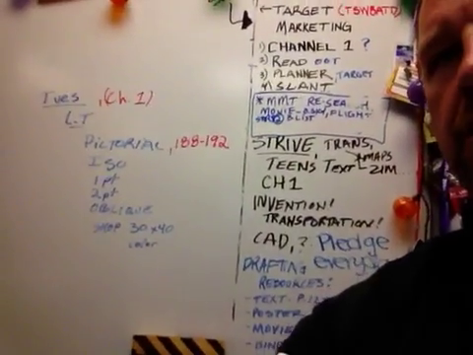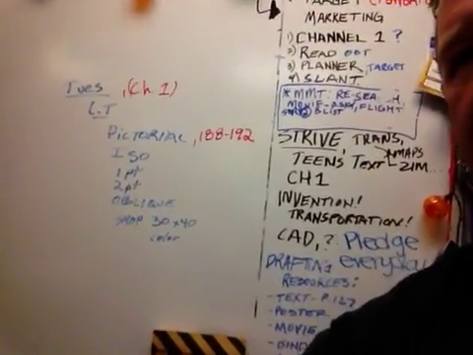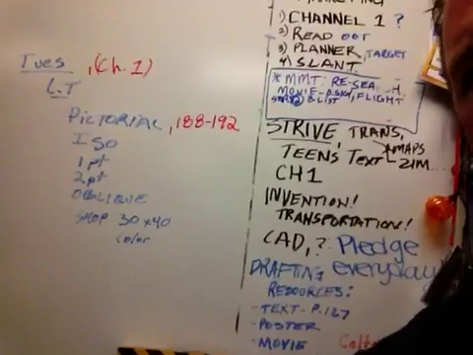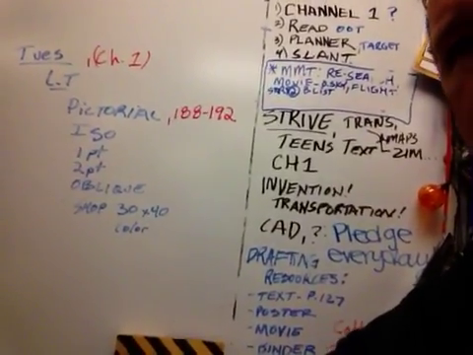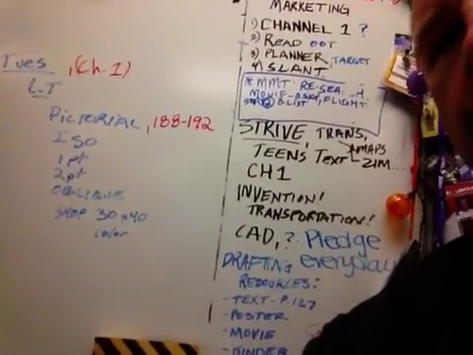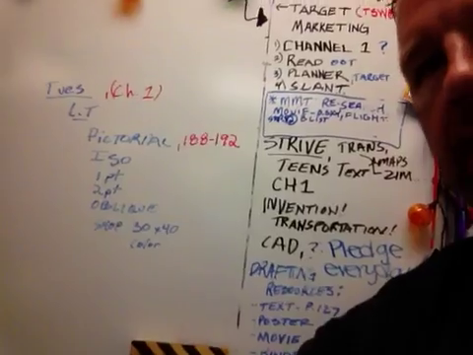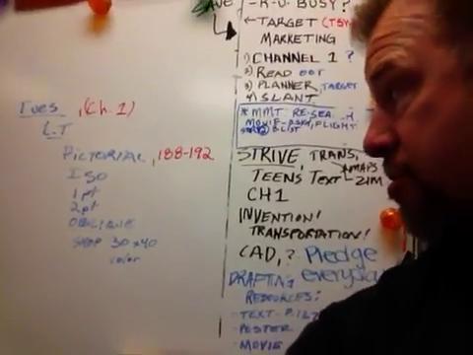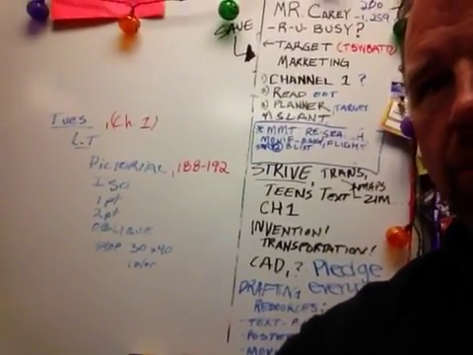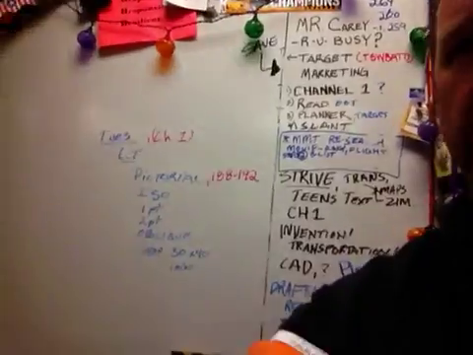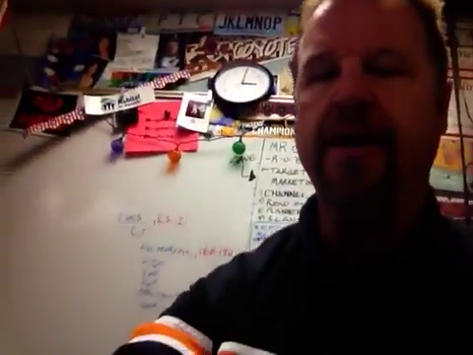Pictorials, page 188 to 192: isometric, 1-point perspectives, 2-point perspectives, oblique drawings. I'm reading that in reverse, but we'll be just fine. I will just sketch these on the board. For an accurate drawing of them, just look on your sheet.